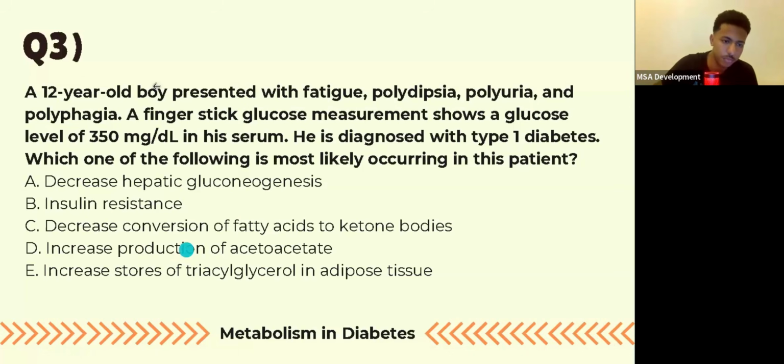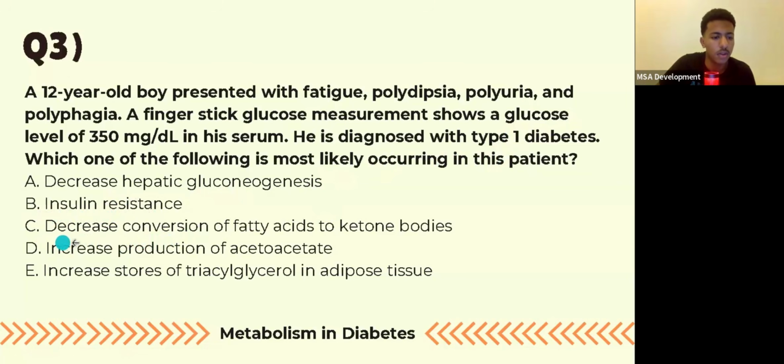Okay, let's go through it. Type 1 diabetes. So, will there be a decrease in hepatic gluconeogenesis? Not necessarily. You don't have any insulin, so it's going to be the opposite. You're going to have an increase in gluconeogenesis. Then B is insulin resistance. No, we said type 1. There is no insulin resistance. You don't have any insulin to begin with.